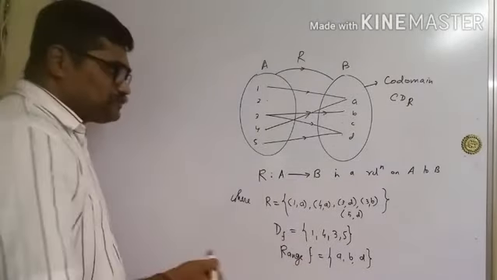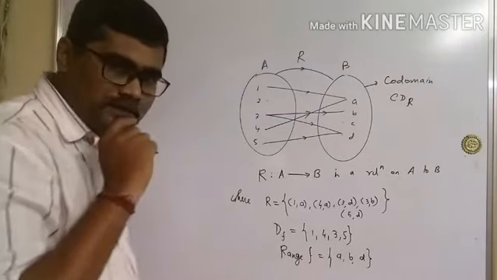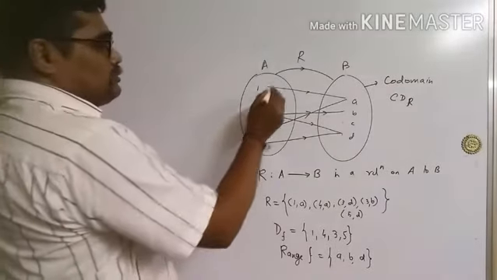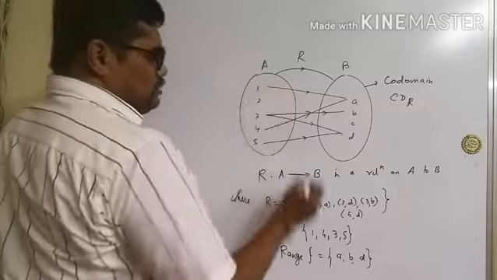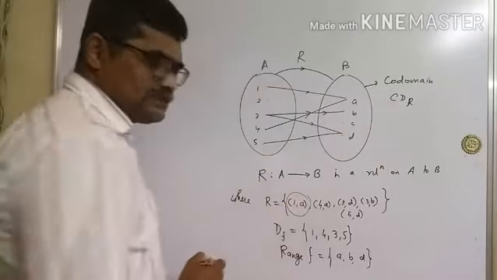Next, what is the very important part? I told this 1 comma A, you can see 1 comma A is here, right?